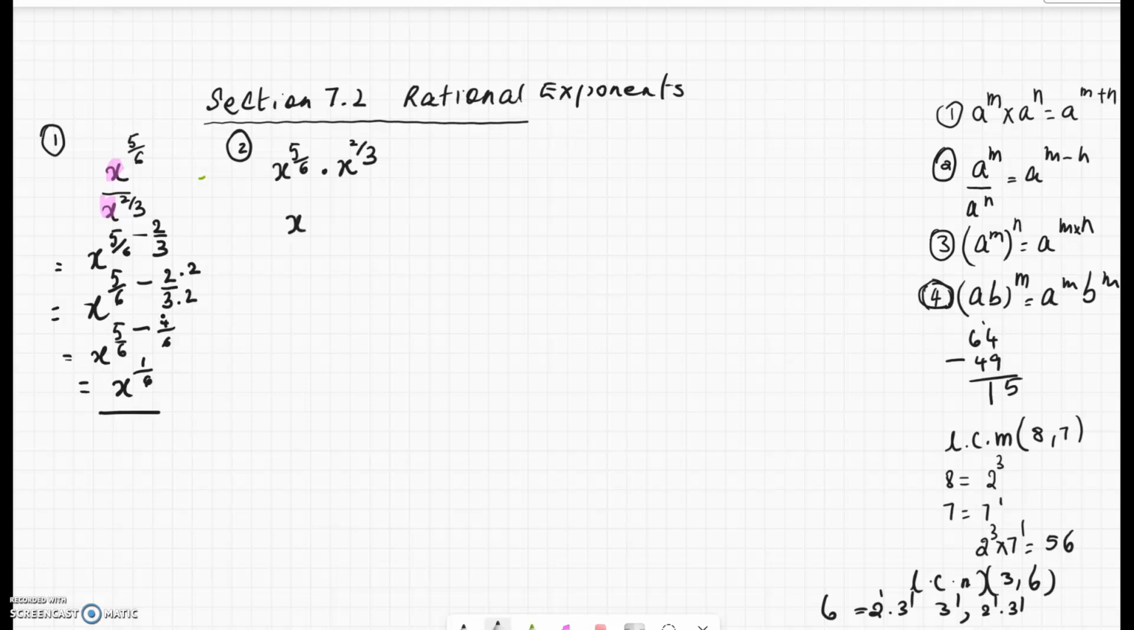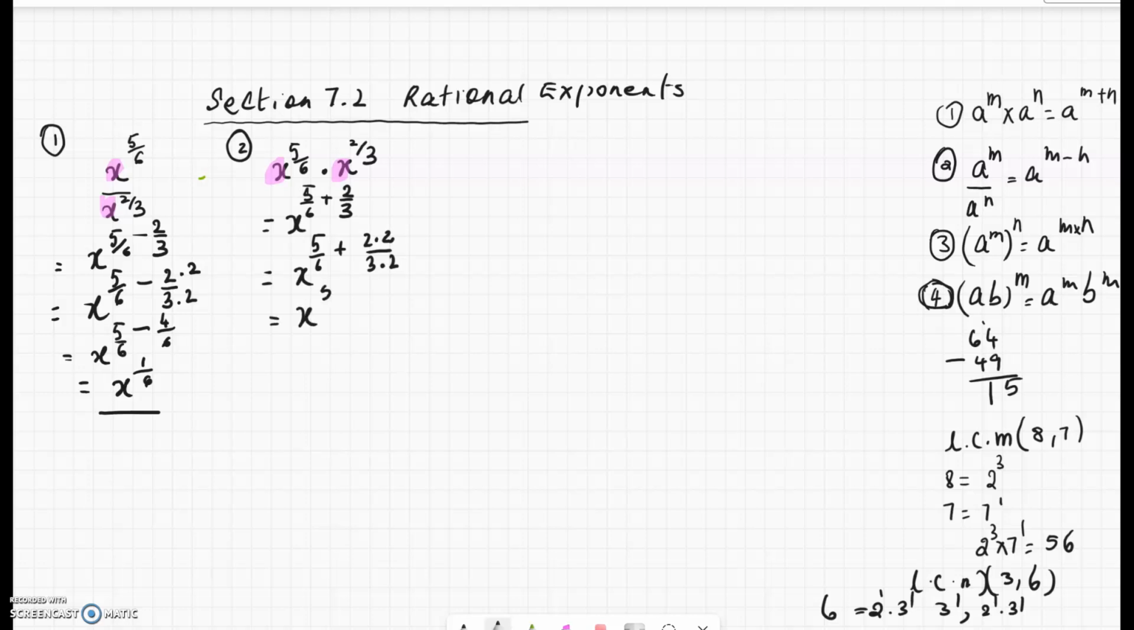Now, if we multiply two numbers with the exact same base, what do we get here? We add the exponents. Addition can be done in any order, unlike subtraction, where you have to follow an order. So we have 6 as the common denominator, plus 2 times 2 over 3 times 2. We've multiplied the numerator and denominator by 2.